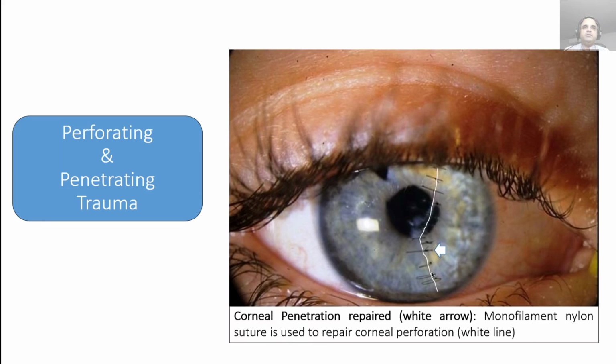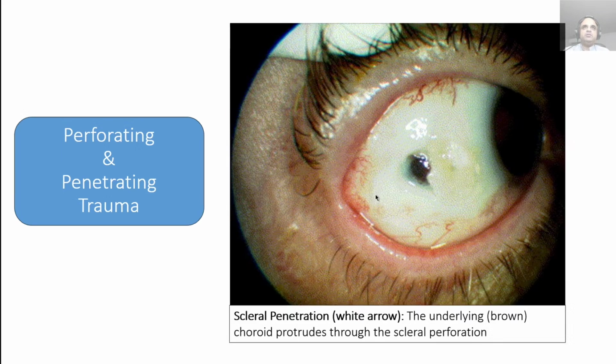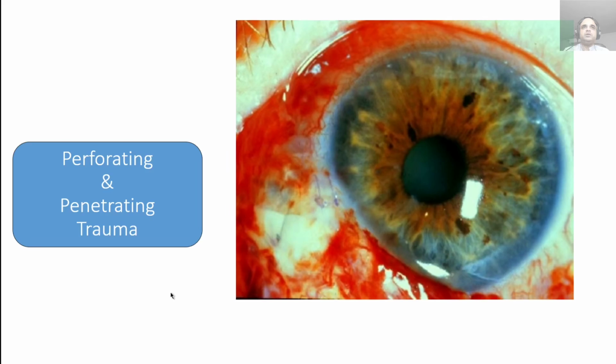So this was the line of the corneal penetration, and also the plane along which the cornea is repaired. You can see multiple sutures being applied, one of which is shown by this white arrow. This is a scleral perforation, and you can see the underlying uveal tissue, and this is going to be repaired using sutures again right here. This is not the same patient. This patient also had limbal damage, which also required repair.